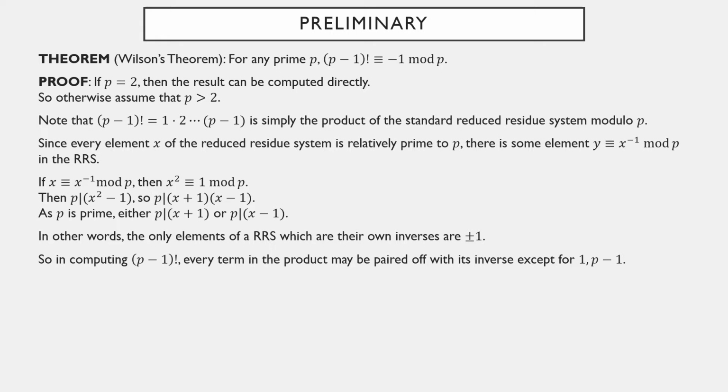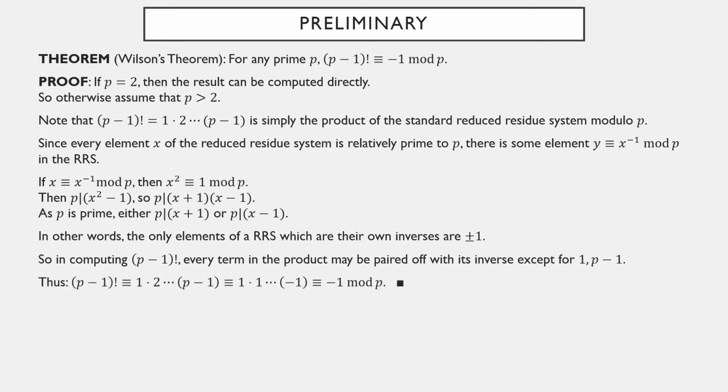So when I compute p minus 1 factorial, I multiply all the elements of the reduced residue system mod p. I make pairs. If something has an inverse that is different from itself, I pair them off with each other. Everything can be paired off in this way except for things that are their own inverse, but the only things that are their own inverse are 1 and negative 1.